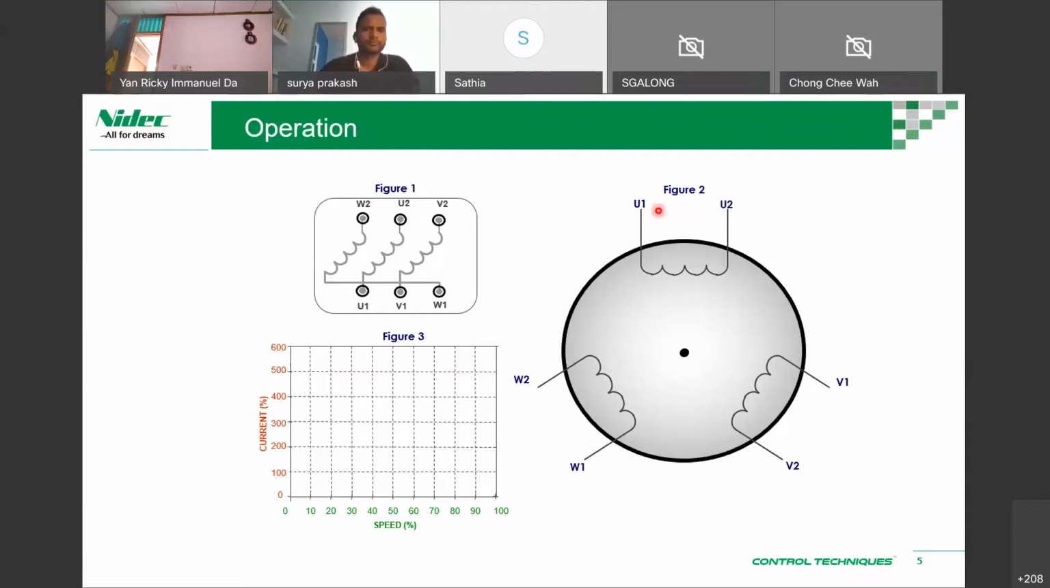6 wire winding. Okay, you'll have a U1 which ends in a coil, and then you have U2 output. So output is in one coil, U1 and U2, and then the second coil would be V1 and V2, and then the third coil would be W1 and W2.